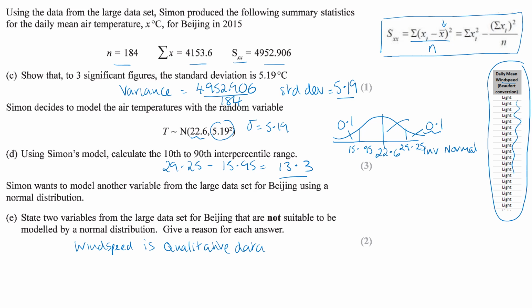But wind speed for this question is qualitative data, word data, so that wouldn't be suitable. And the other one is rainfall, as it is not symmetric.